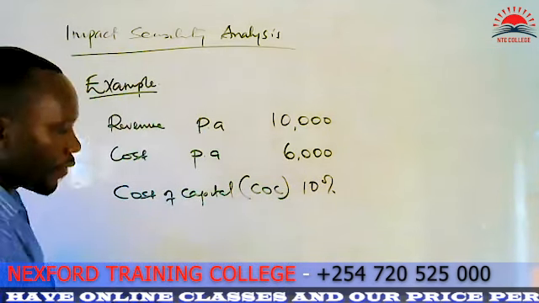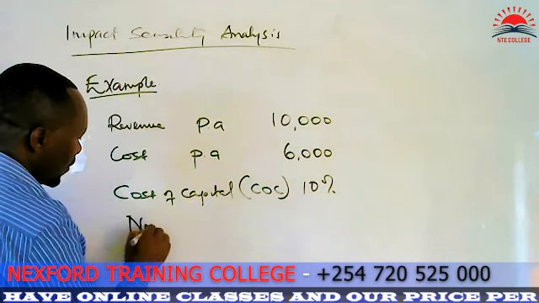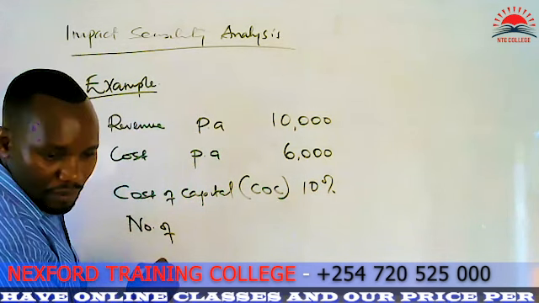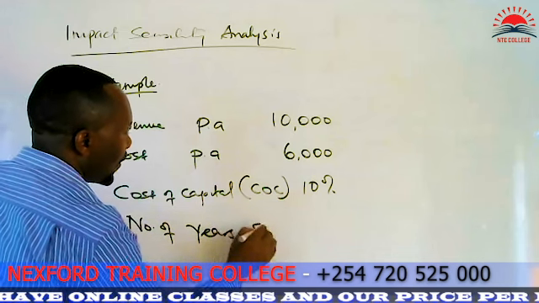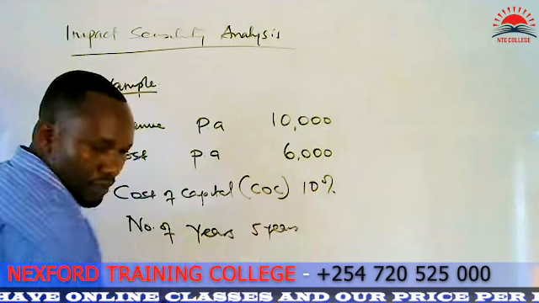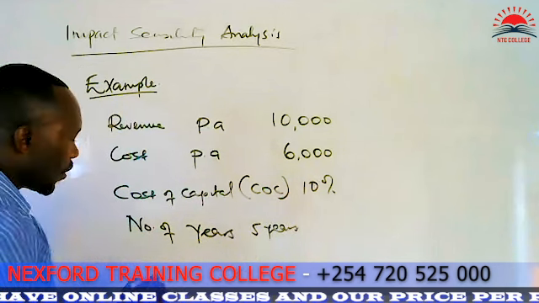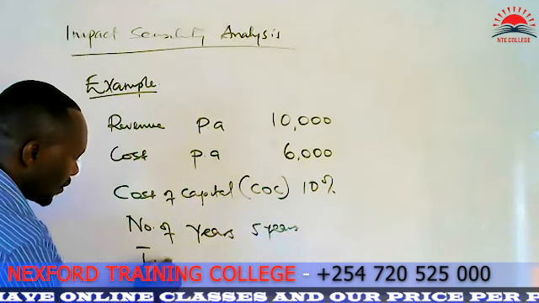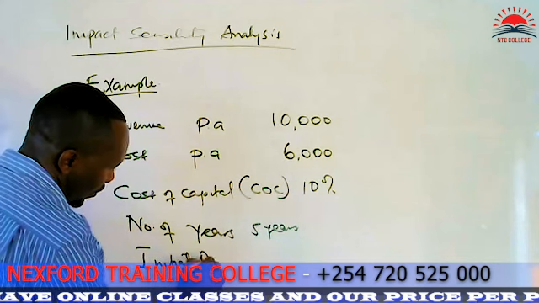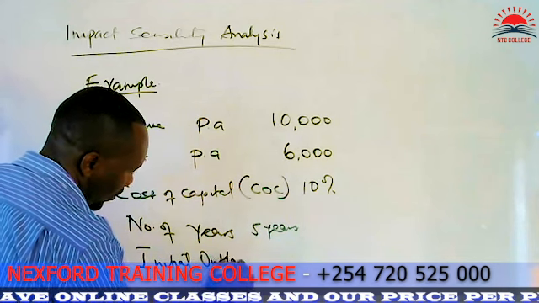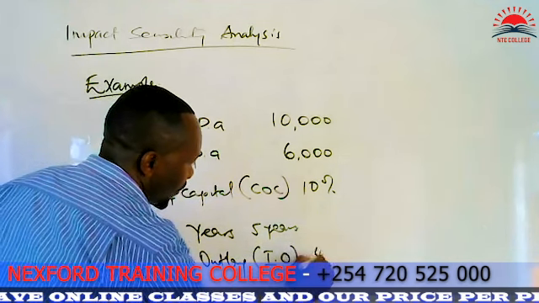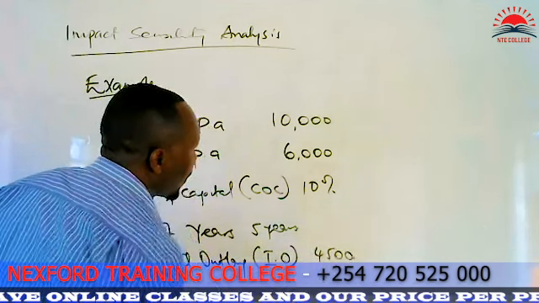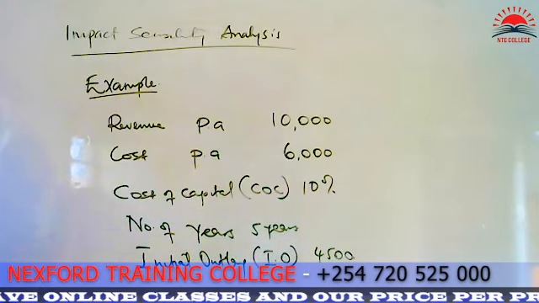Then you are given the number of years, which is 5 years. And then you have the initial outlay, which we call IO, as 4,500.